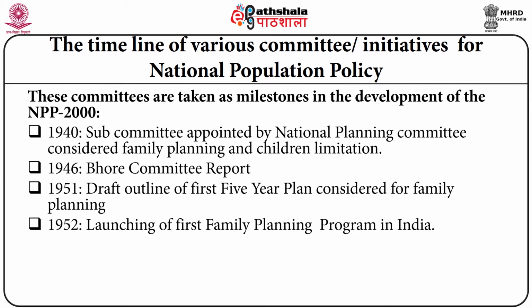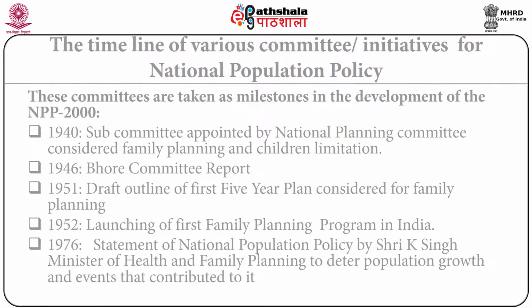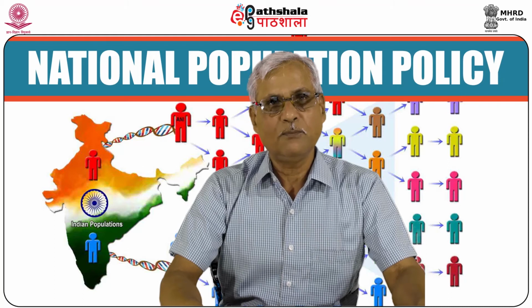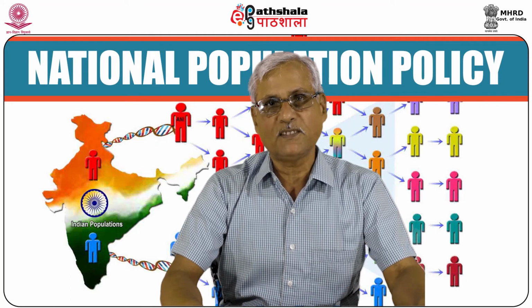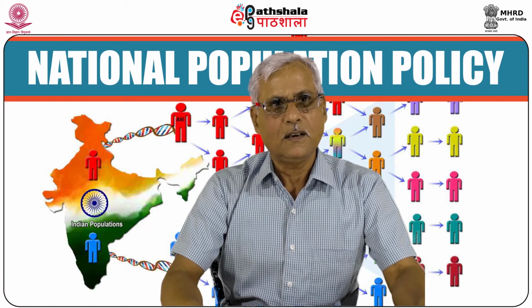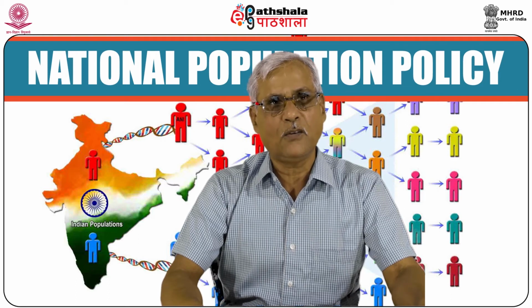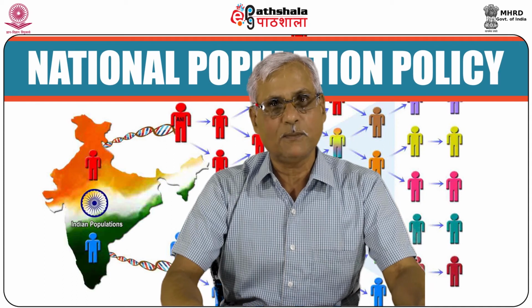In 1976, the statement of National Population Policy by Dr. Karan Singh, the Minister of Health and Family Planning, declared population growth and events that contribute to it. In 1977, the policy emphasized the voluntary nature of the family planning program. The term family welfare replaced family planning. In 1993, the National Health Policy emphasized the need of securing a small family norm towards the goal of population stabilization.